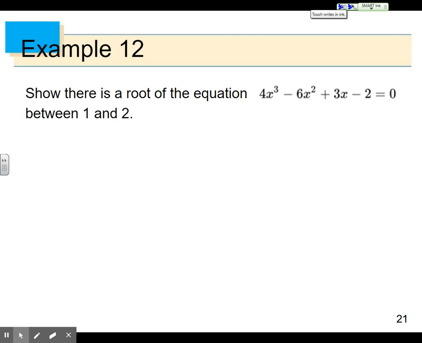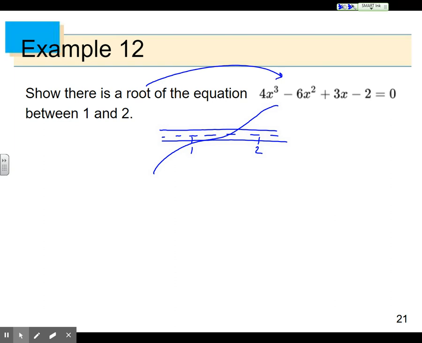Okay, so just going back to our chicken. Alright, so here's 1 on the road, here's 2 on the road. And so evidently, somewhere between 1 and 2, the chicken's going to cross the road. And I just want to prove that mathematically. Now, in order for it to be a root, all we're saying is that there's going to be some value of x that makes this function equal to 0.